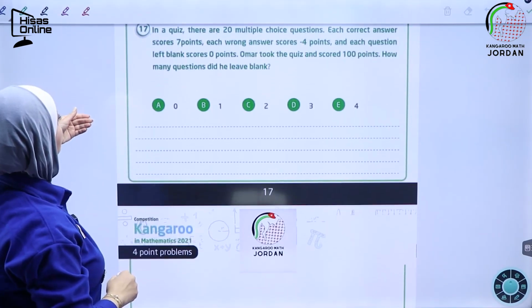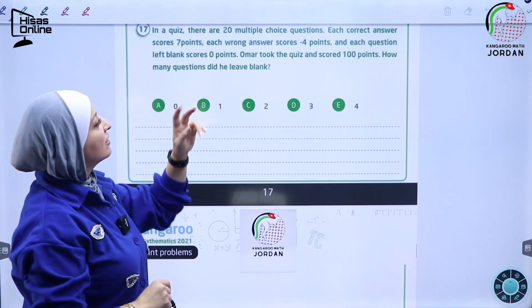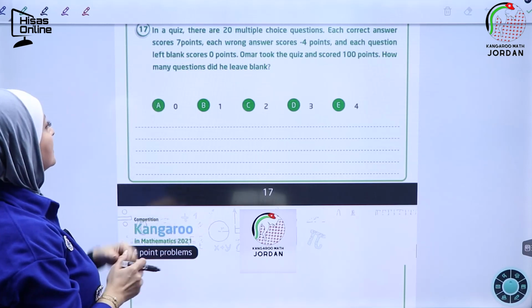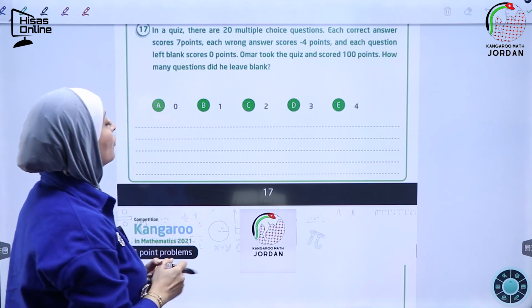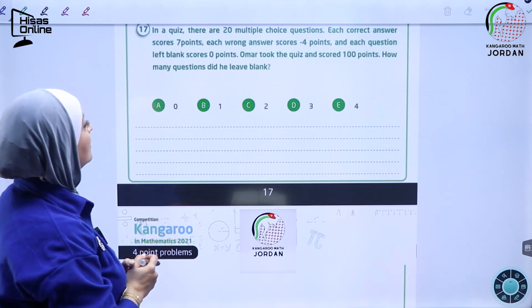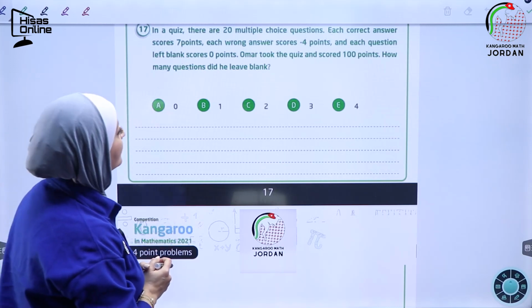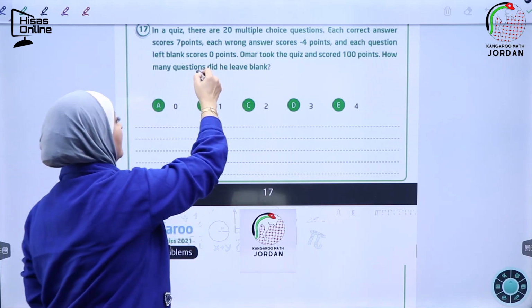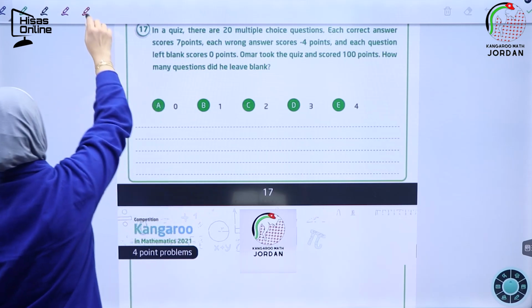Let's read the question. In a quiz, there are 20 multiple choice questions. Each correct answer scores 7 points. Each wrong answer scores negative 4 points. And each question left blank scores 0 points. Omar took the quiz and scored 100 points. How many questions did he leave blank?